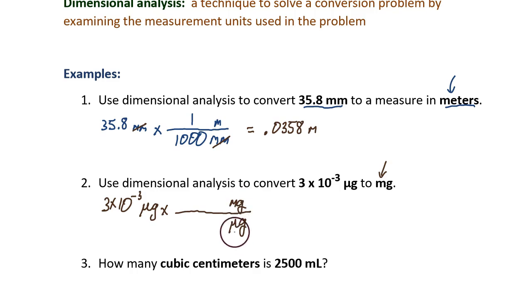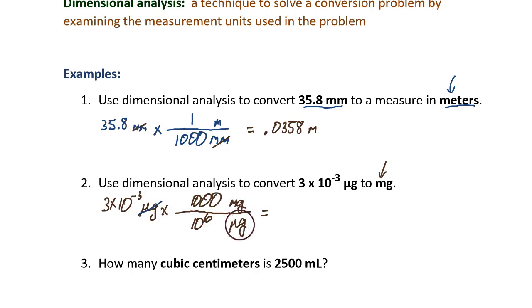Neither milligrams or micrograms are the basic unit for mass, grams. So to create the equivalency, let's think about how many milligrams and how many micrograms are in the basic unit of a gram. There are 1,000 milligrams in 1 gram, and there are 1 million micrograms in a gram. A quicker way to write a million is 10 to the 6th power.